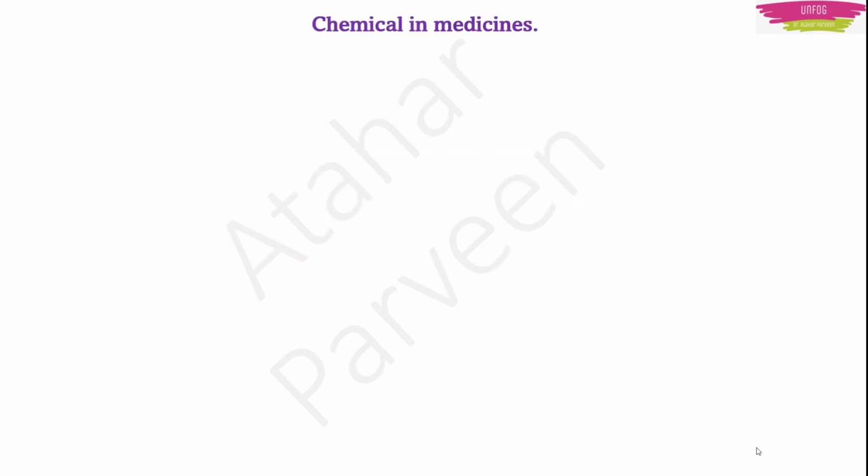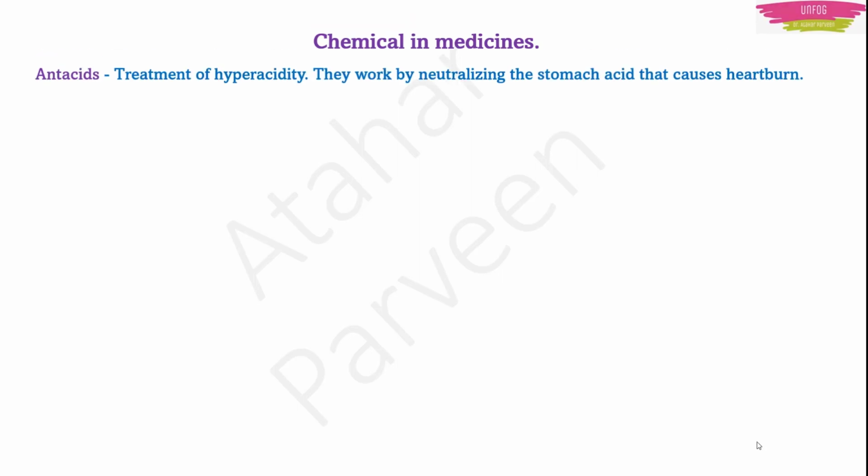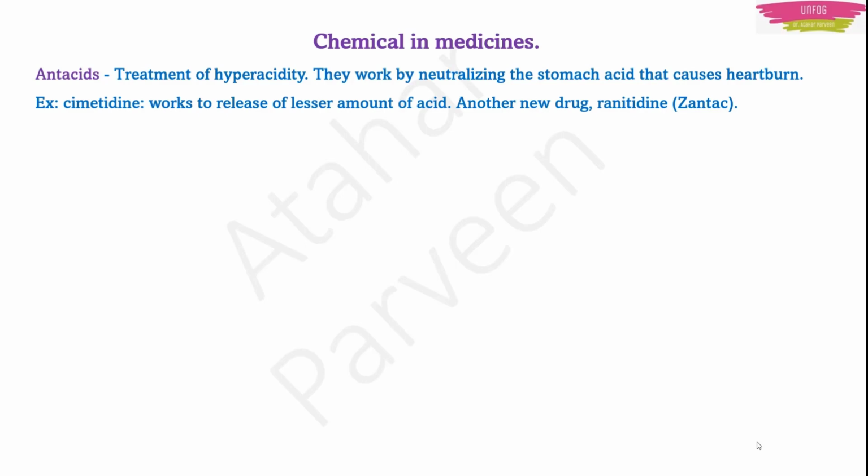Now let's talk about chemicals in medicines. I will discuss clearly all that which we talked about just now. The first medicine where chemical is used is antacids. What are antacids? They are used in treatment of hyperacidity. How do they work? They work by neutralizing the stomach acid that causes heartburn or hyperacidity. An example of an antacid is cimetidine. It works to release a lesser amount of acid in the stomach, thereby decreasing the hyperacidity.